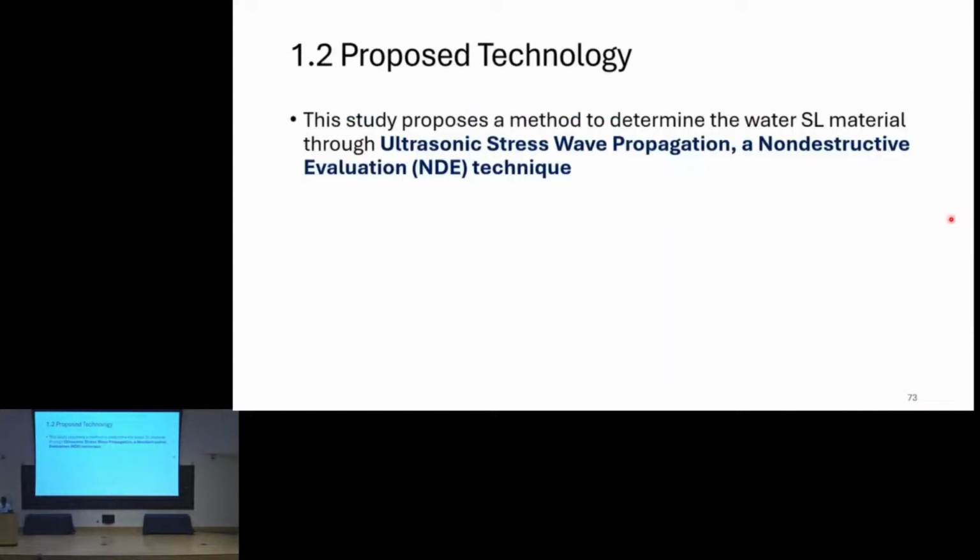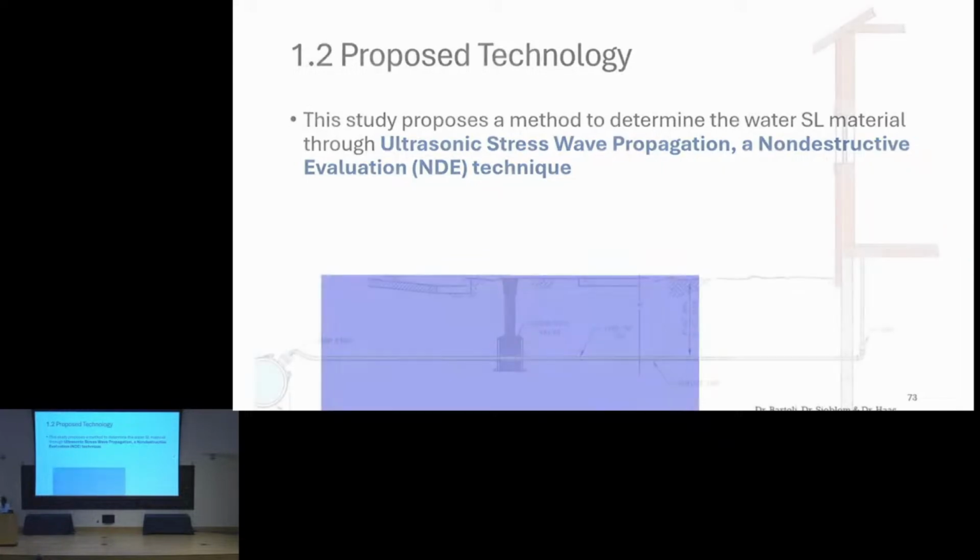So we proposed a technology that is based on stress wave propagation. It's a non-destructive test. It doesn't require excavation, it doesn't require entrance to the house, and it can tell both the public side and the customer side service line type. I'm going to show you how this technology works.